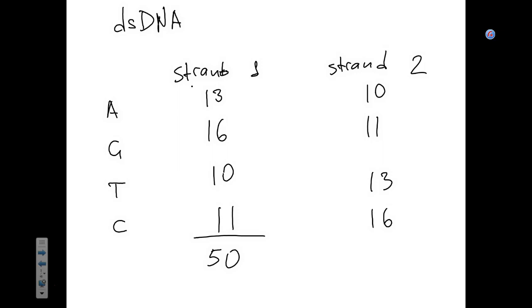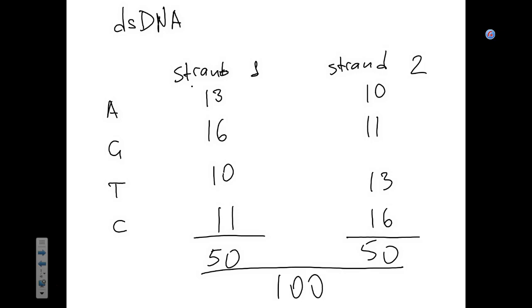Now, since we're talking about the right side, it's going to be 50 as well, right? So what's the total number of nucleotides in 2 strands? Total, 100. How many A's total? 23. How many G's total? 27. T's? 23. And C's? 27.